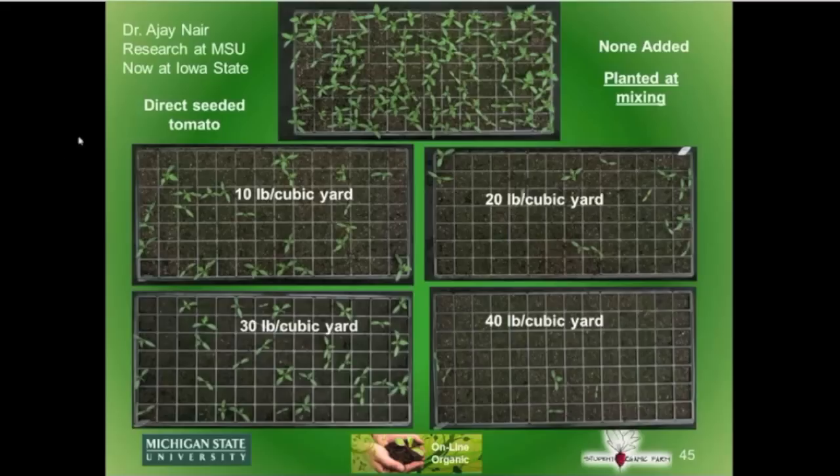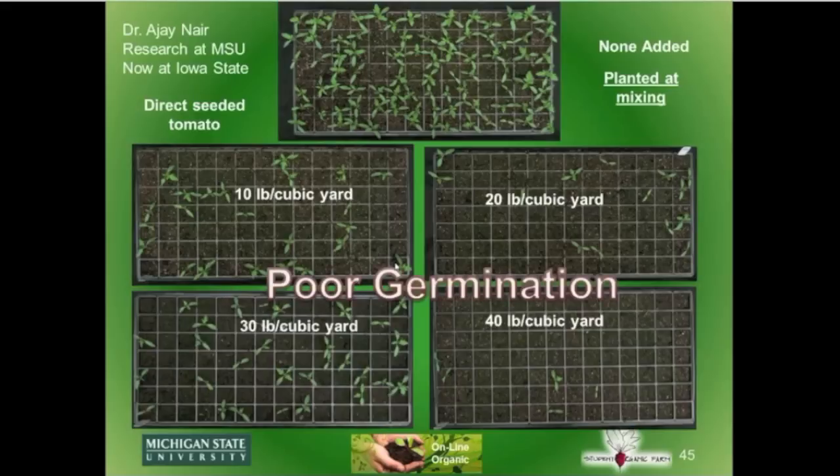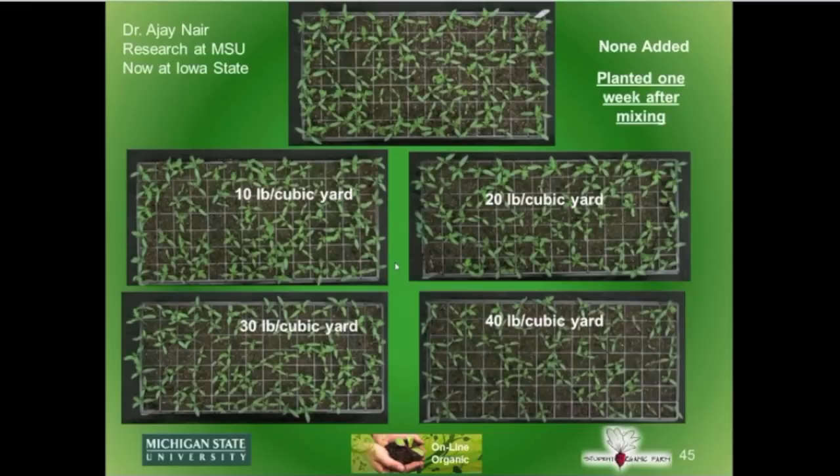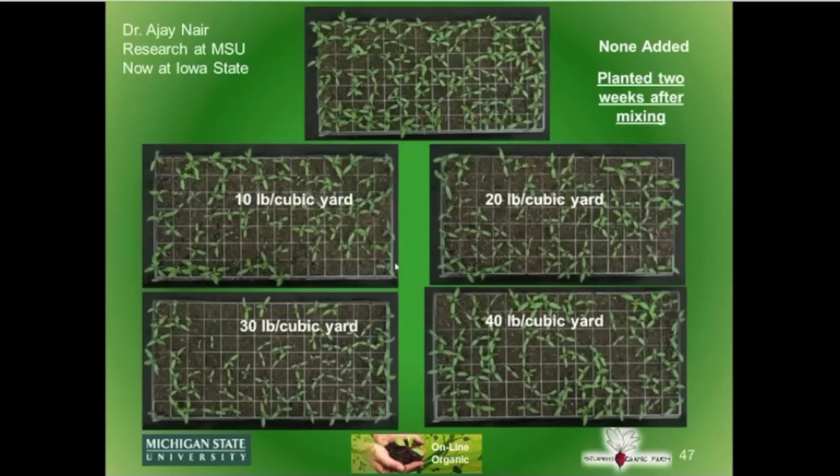This was an experiment that Ajay Nair did when he was a graduate student here at Michigan State, working with the Bradfield, called Tasty Tomato 333, and he added it at 4 different rates, either 10, 20, 30, or 40 pounds per cubic yard, and then incubated the material over a period of time and sowed at several intervals. So this was what happened if he sowed the same day that he mixed it. We see that we did not get very good germination at all. So that we would not recommend. If we look at 1 week after planting, we got pretty good seed germination, with all the rates.